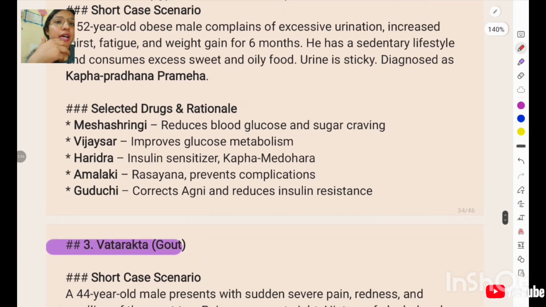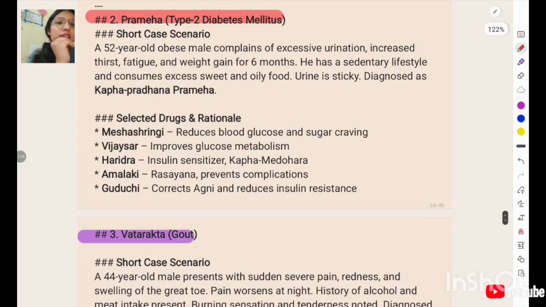Second, for Prameha, a patient complains of excessive urination, increased thirst, fatigue, and weight gain for 6 months, with a sedentary lifestyle. So we have to give Prameha Gana drugs, along with addressing the sedentary lifestyle. Meshashringi also has a synonym of Madhu Vinashini. Then Vijayasara, Haridra. Haridra and Amalaki are very best for Prameha and all, and this Guduchi.